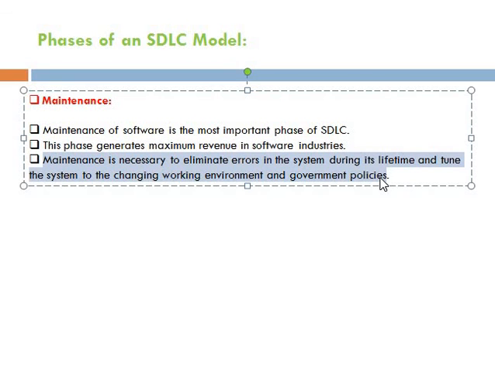The maintenance is necessary to eliminate the errors in the system during its lifetime and tune the system to the changing working environment and government policies. That means with the changing working environment and the new government policies, it may be necessary to add new features into the existing system as well as modify parts of the system. So we have to tune the system to the changing demands, and this puts maintenance as a necessary phase in the life cycle of the software development.